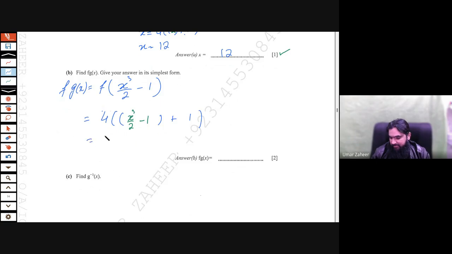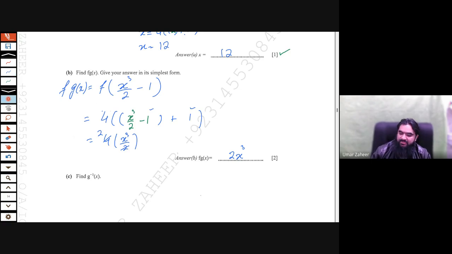Alright, now simplify. The minus 1, obviously when you open the bracket, the minus 1 and the plus 1 will be cancelled out. You will get only x cubed divided by 2. So 2 times 2 is 4. So the final answer is 2x cubed.